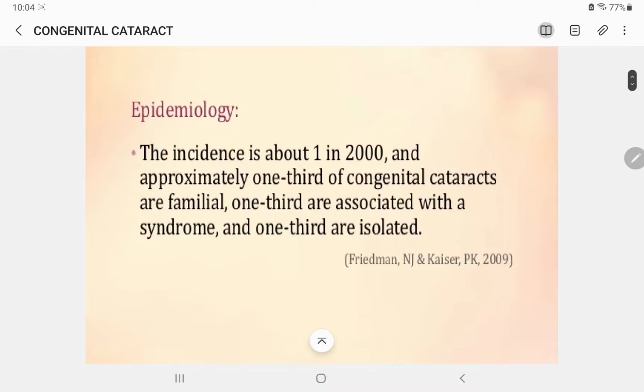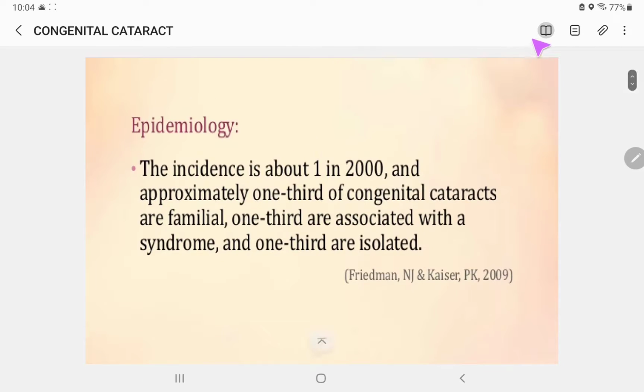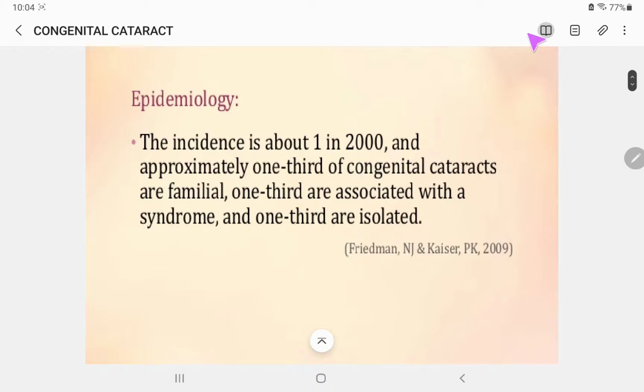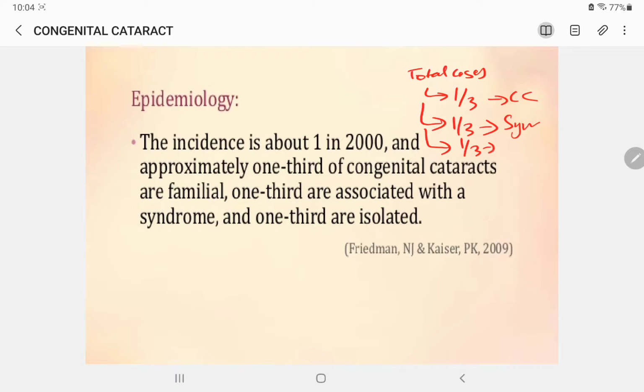How many people are exactly affected by cataract? Around every 2000 children, one child is affected with congenital cataract. Also, out of the total cases of cataract, one third is congenital cataract, another one third is associated with a syndrome, and the other one third is an isolated case.